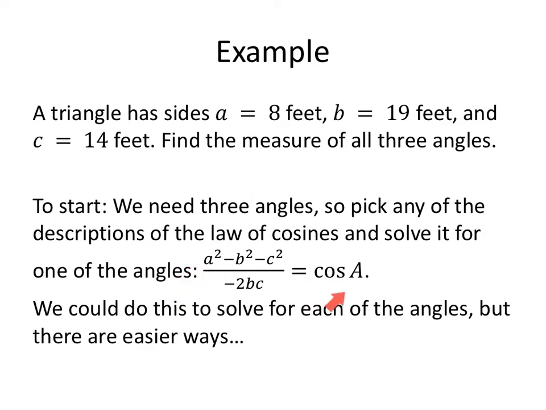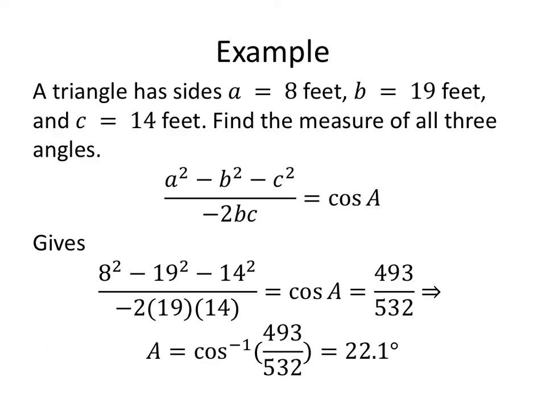I used a squared equals b squared plus c squared minus 2bc cosine of A, and I subtracted b squared and then subtracted c squared. Then I divided by negative 2bc so I could get cosine of A by itself. And that way I can use the inverse cosine to find angle A. I could do this same process for each of my three angles. Absolutely going to work, guaranteed. But there are other ways we can do it instead.